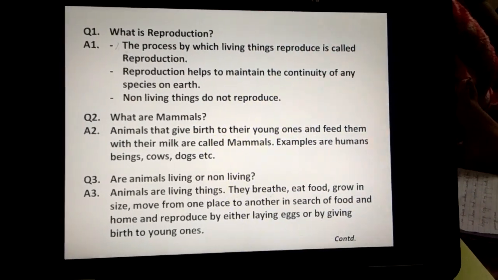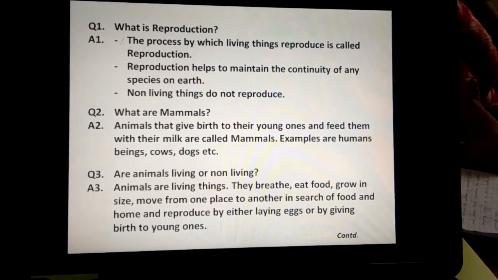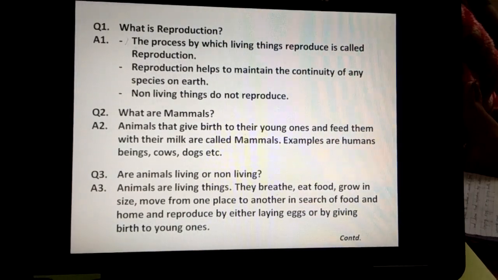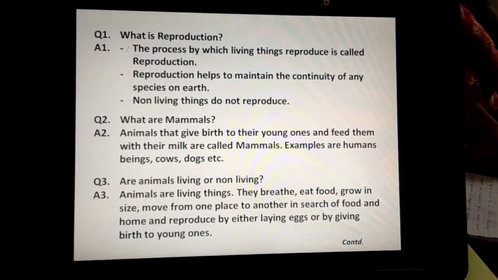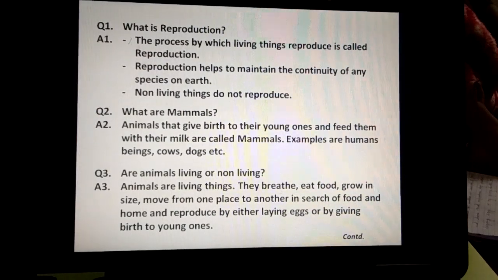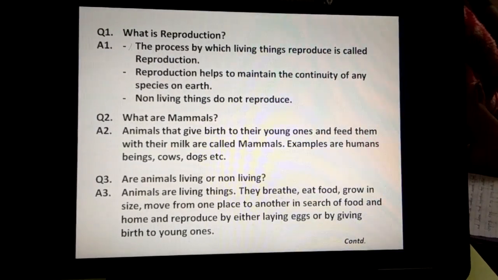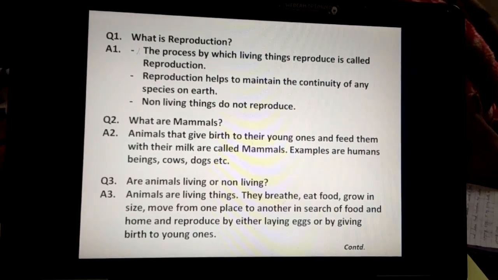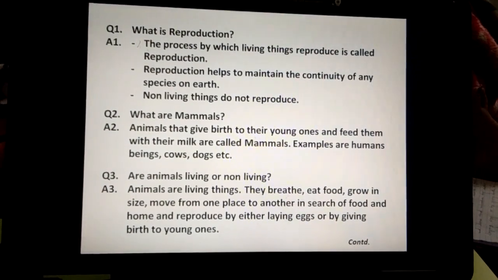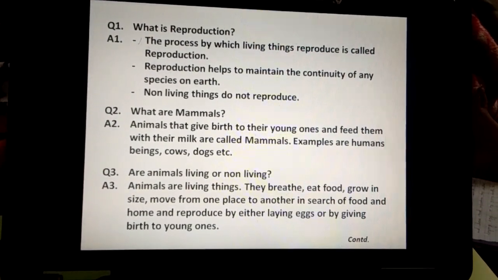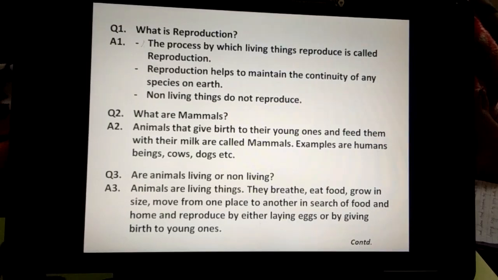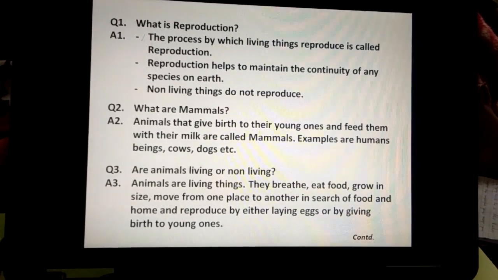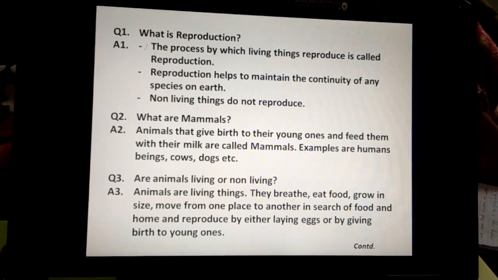Question 2. What are mammals? Animals that give birth to their young ones and feed them with their milk are called mammals. Examples are human beings, cows, dogs, etc. Question 3. Are animals living or non-living? Animals are living things. They breathe, eat food, grow in size, move from one place to another in search of food and home, and reproduce by either laying eggs or by giving birth to young ones.